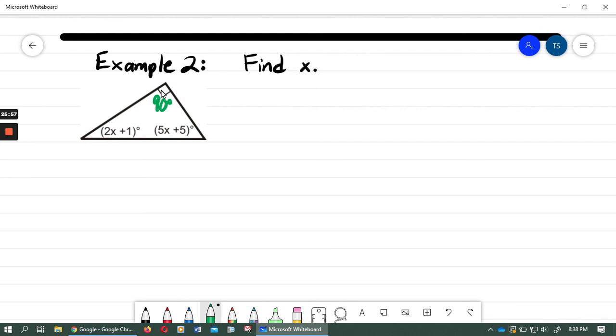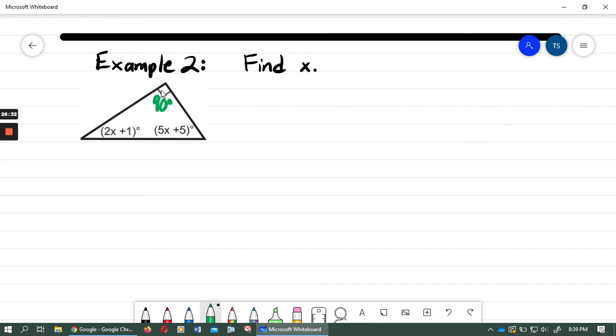So again, folks, we've got all three angle measurements here: 90 degrees, and they tell us the other two, one of them is 2x plus 1 degrees, the other one is 5x plus 5 degrees. We need to go ahead and use our triangle angle sum theorem, the fact that all three of these angles add to give us 180 degrees. So let's go ahead and set that up.